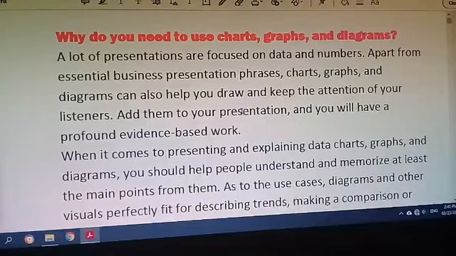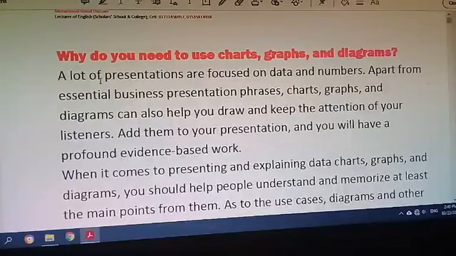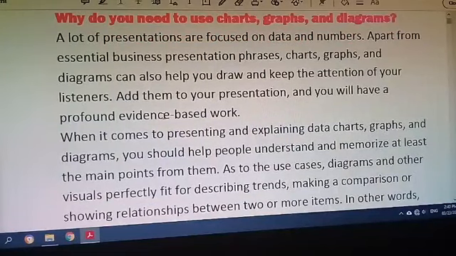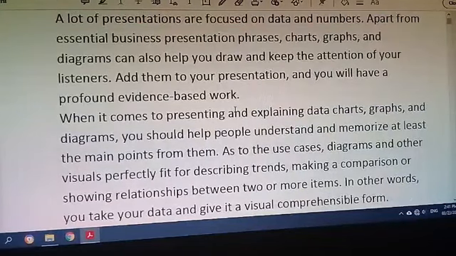So students, I want to discuss here today graph and chart. So I told you that I would discuss these today. You can see here red point. Why do we need to use chart, graphs and diagram? So here you can see a lot of presentations are focused on data and numbers. Apart from essential business presentation phrases, charts, graphs and diagrams can also help you draw and keep the attention of your listeners. And then add them to your presentation and you will have a profound evidence-based work.